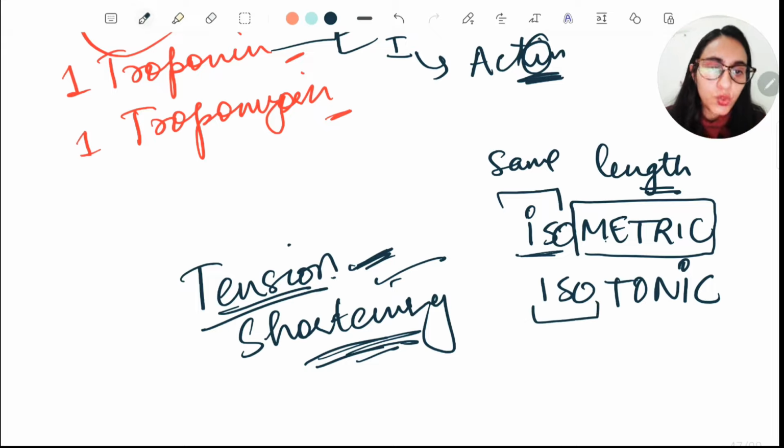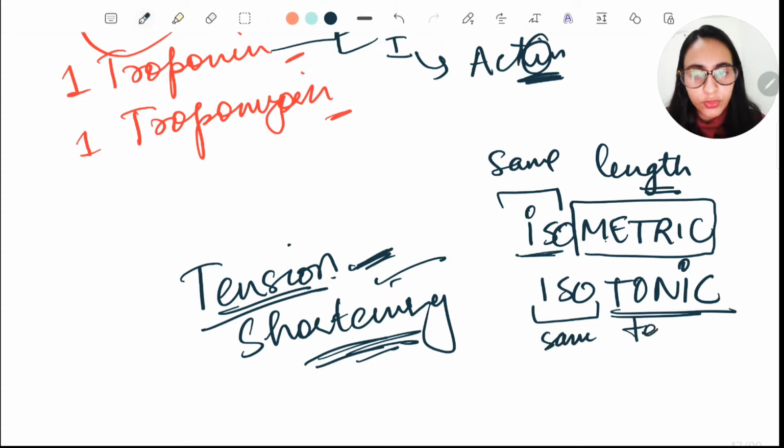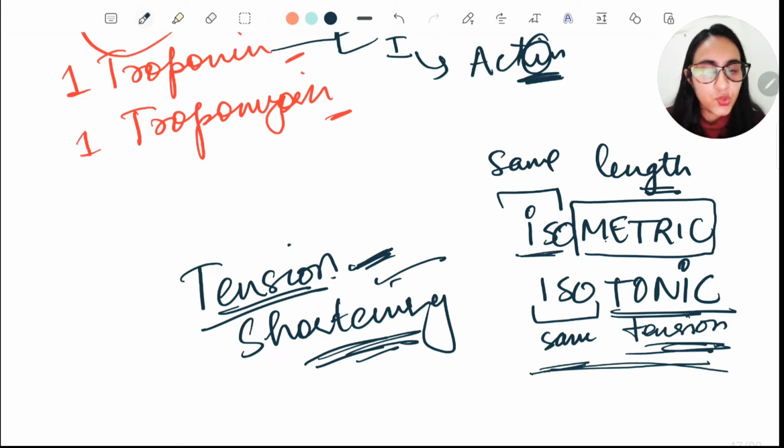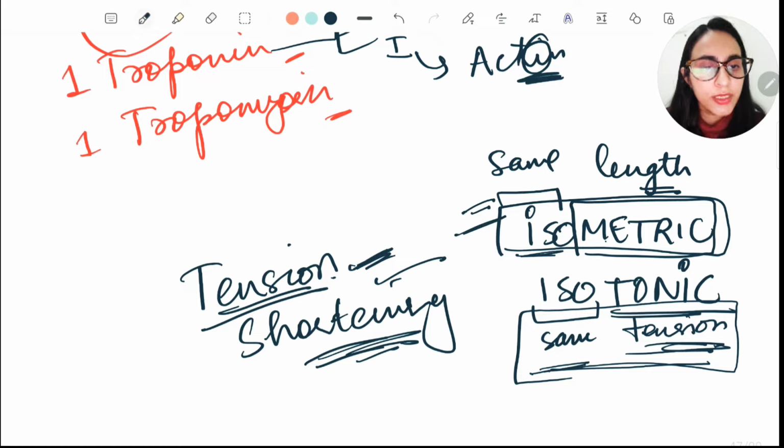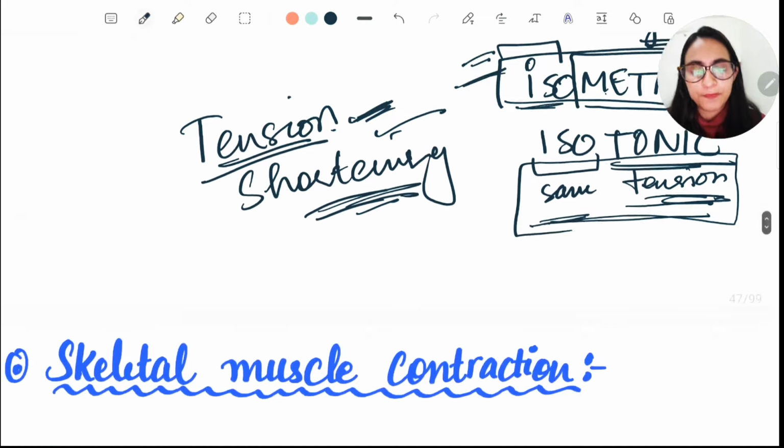In case of isotonic contraction, iso means same, tonic means we are talking about the tension. So in case of isotonic contraction, the tension remains same, and therefore the muscle shortening occurs. Work is done only during the isotonic contraction. And in case of isometric contraction, wherein the length remains same, no work is done. So there is no shortening, only tension is developed.